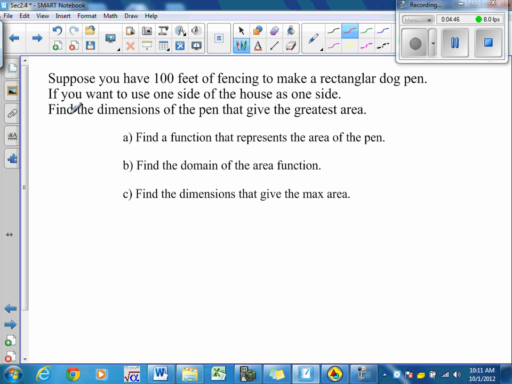So I have this long house up here, and I want to find this rectangular dog pen. And I have 100 feet of fencing to make my fence. And just that will give me different areas. Let me show you what I mean.